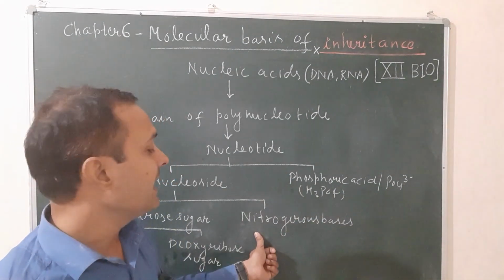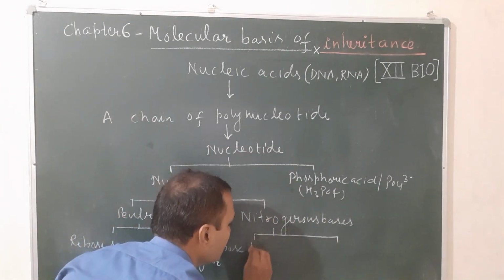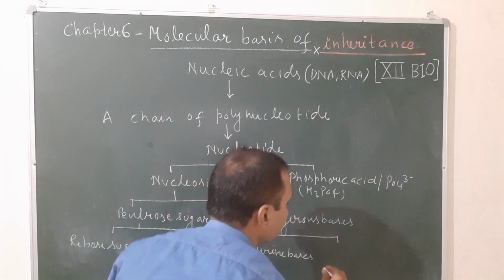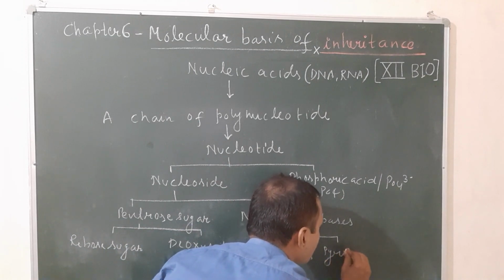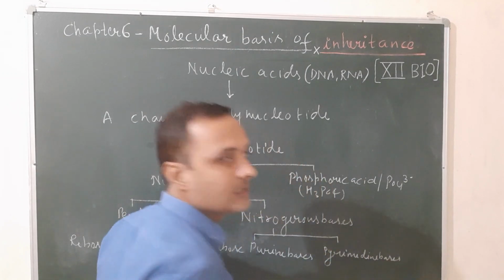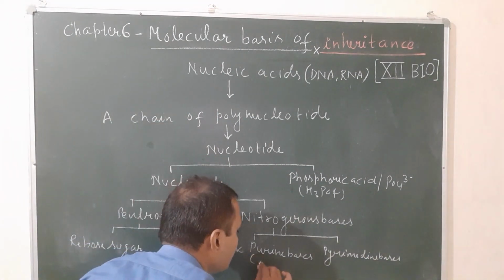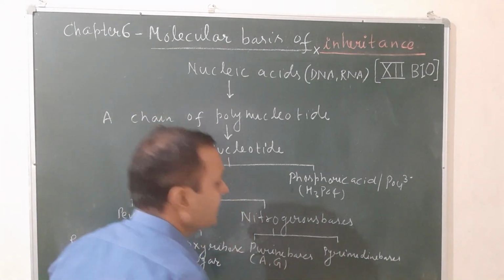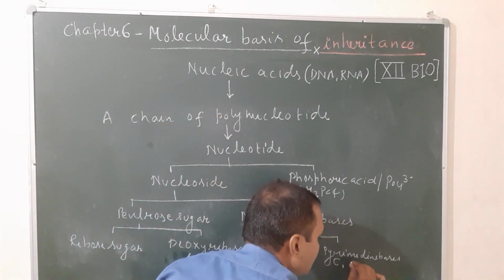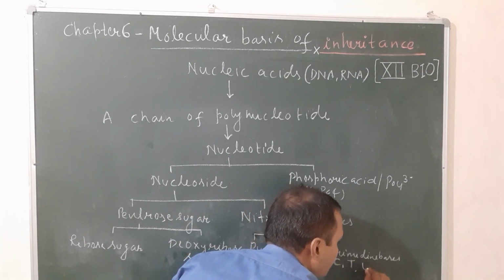And let us see, nitrogenous bases are heterocyclic compounds which are found in the nucleic acid, and there are two types of nitrogenous bases. The first one is known as purine base and the second one is known as pyrimidine base. Purine bases are of two types, for example adenine and guanine. And pyrimidine bases are of three types, that is cytosine represented by C, thymine represented by T, and uracil represented by U.